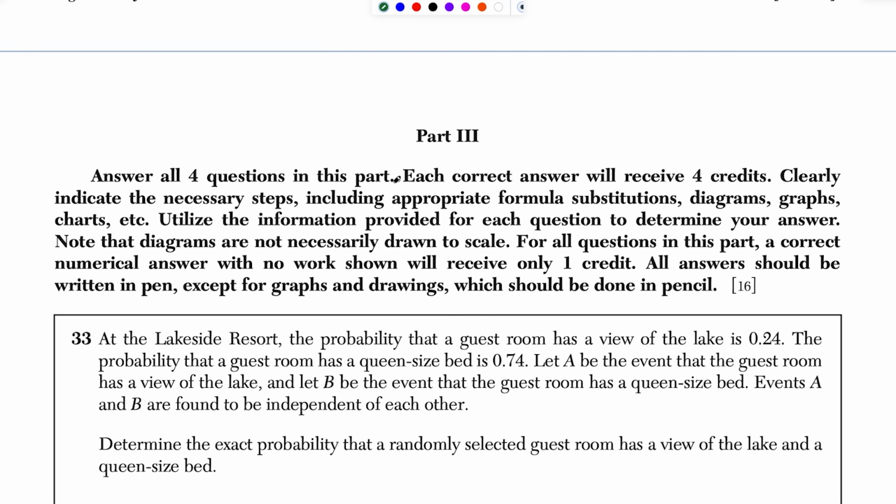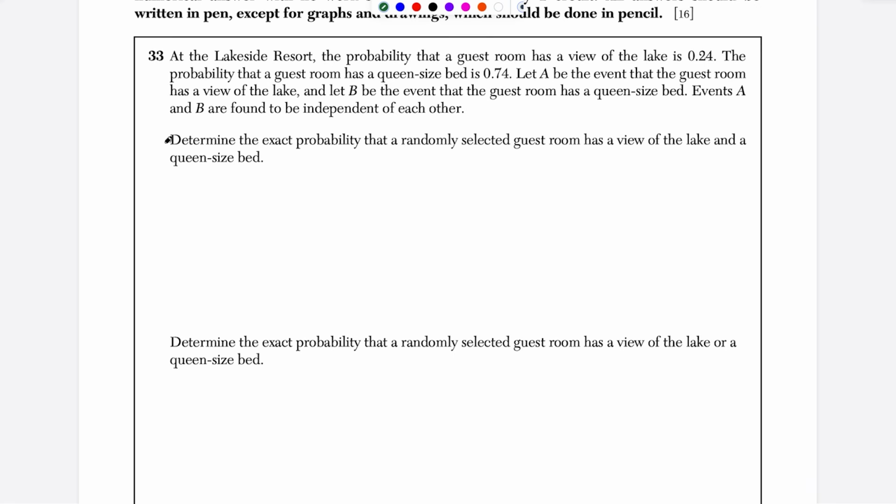There are 4 questions here, and each one is worth 4 credits. Question 33: at the lakeside resort, the probability that a guest room has a view of the lake is 0.24. The probability that a guest room has a queen-sized bed is 0.74. Let A be the event that the guest room has a view of the lake, and let B be the event that the guest room has a queen-size bed. Events A and B are found to be independent of each other. Determine the exact probability that a randomly selected guest room has a view of the lake and a queen-size bed.